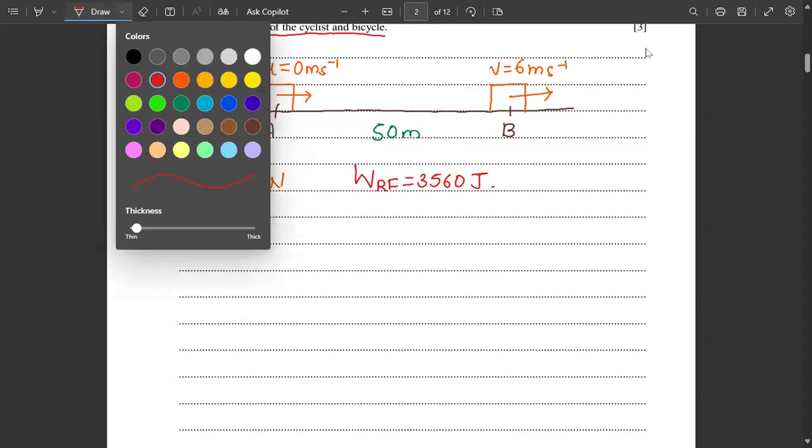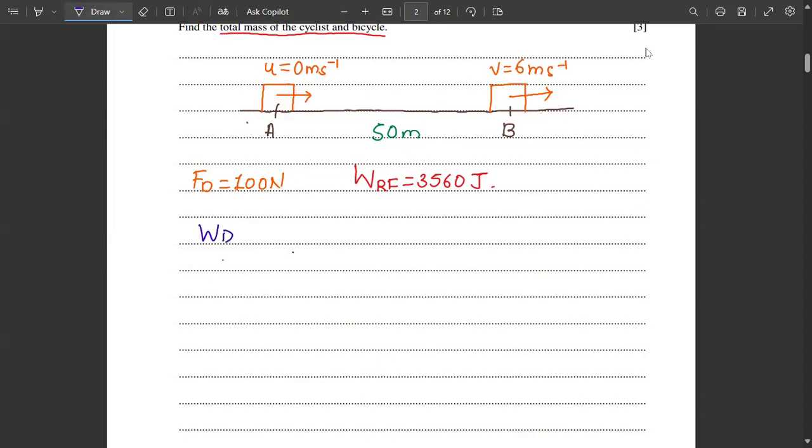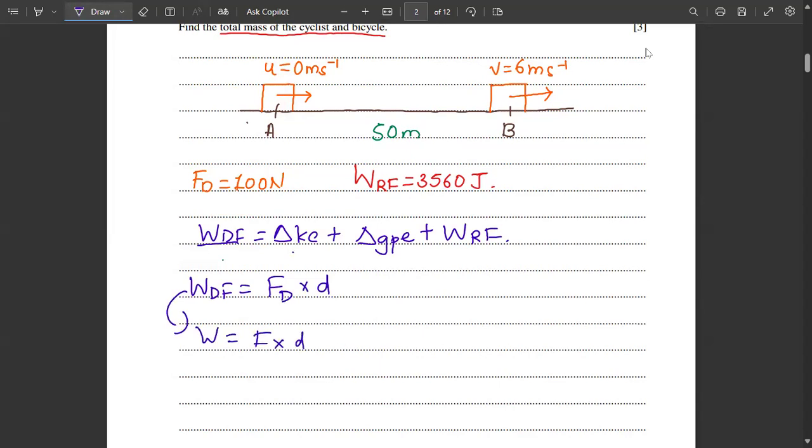So what we can do is we can use the work energy equation. The work done by the driving force is equal to the change in kinetic energy plus change in the gravitational potential energy plus work done against resistance force. So what will be the work done by driving force? Work done by driving force will be force into distance. This derives from work done is equal to force into distance. So F into D, driving force will be 100 Newton. We already know this. And the distance is 50 meter. So 100 into 50 will give us 5000 joule.